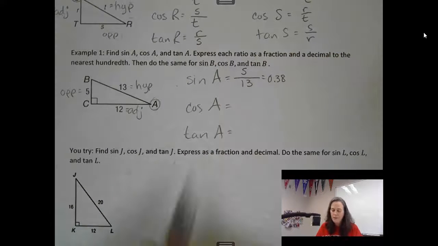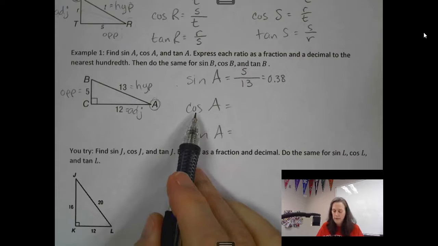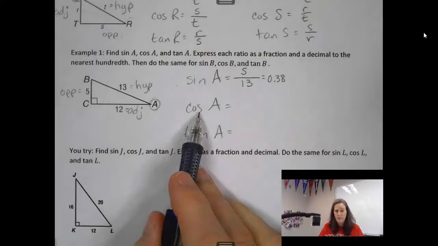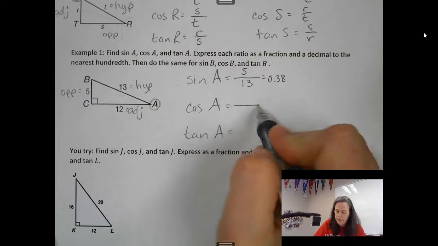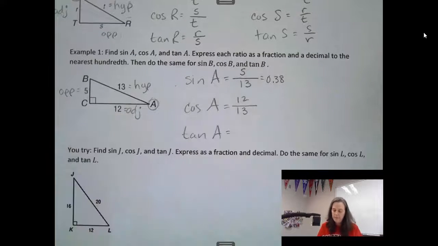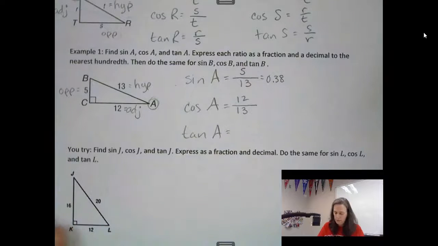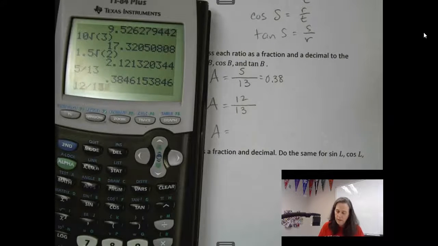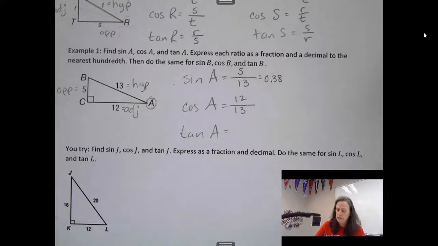Okay. Now let's do cosine. So cosine is adjacent over hypotenuse. That would be 12 over 13. And we'll make that a decimal. 0.92.